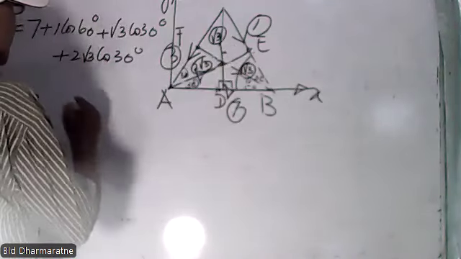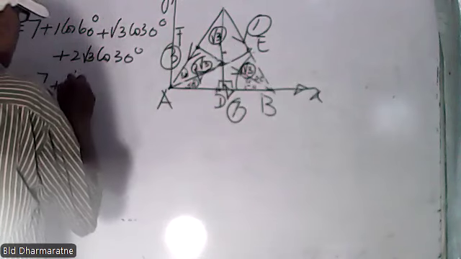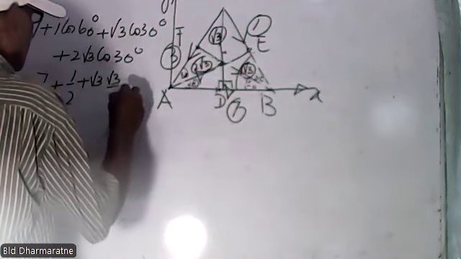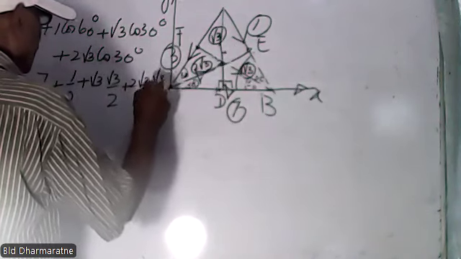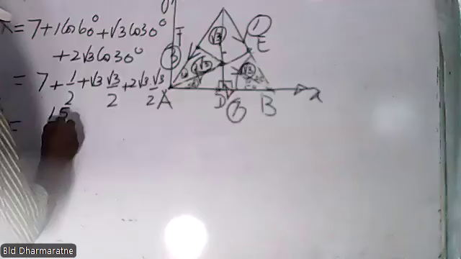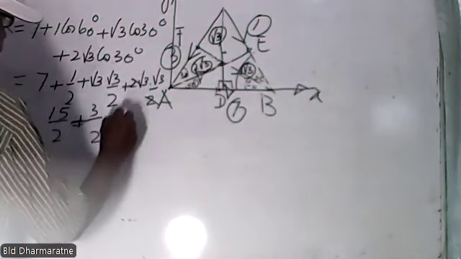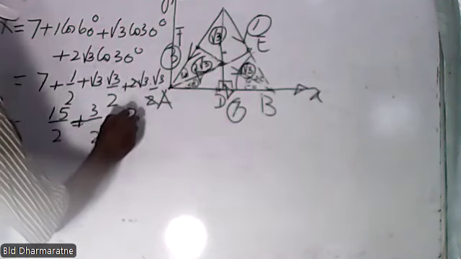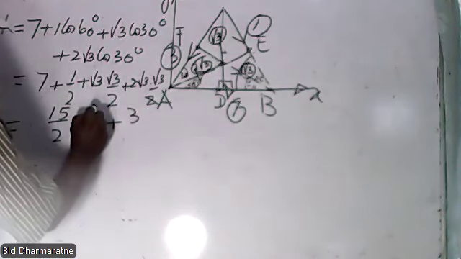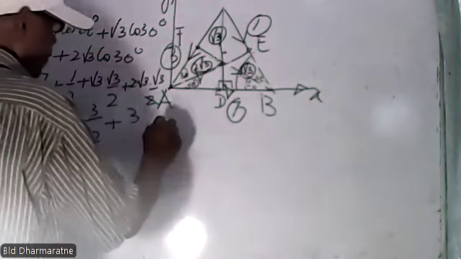All right, now you get it. Calculation: 7 plus 1 cos 60, which is half, so 1 into half, plus root 3 into root 3 over 2, plus 2 root 3 into root 3 over 2. Equals 7, that is 15 over 2, plus 3 over 2, plus 2 into 3, which is 6. Total 24 over 2, which is 12. 12 Newton.